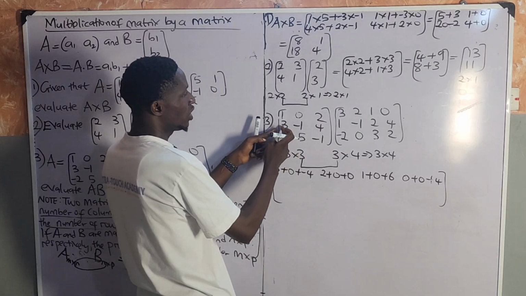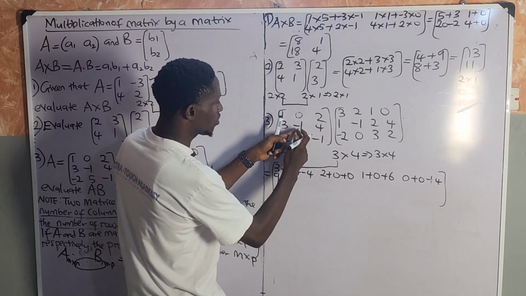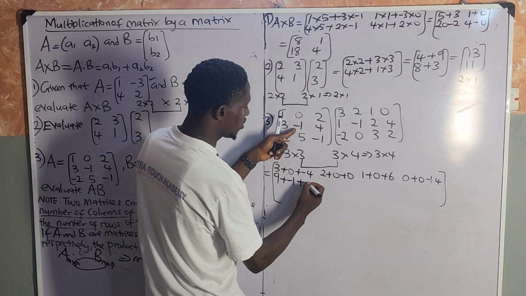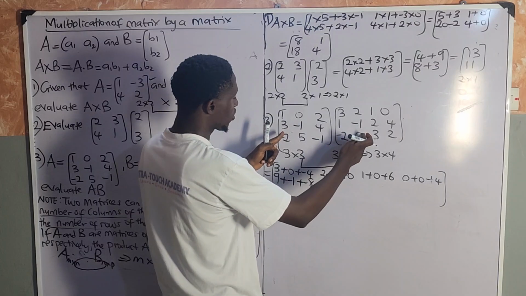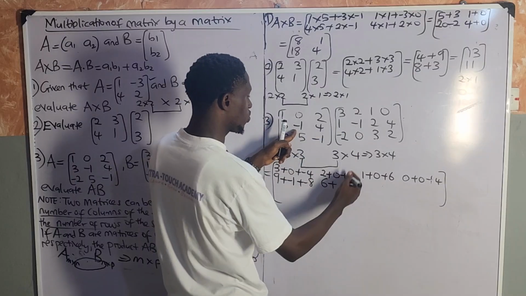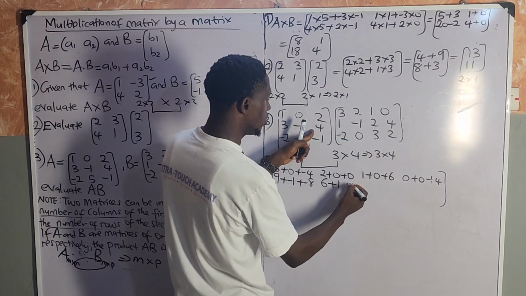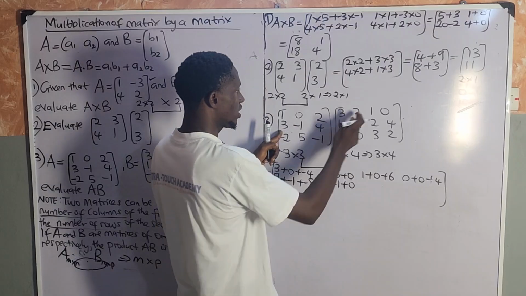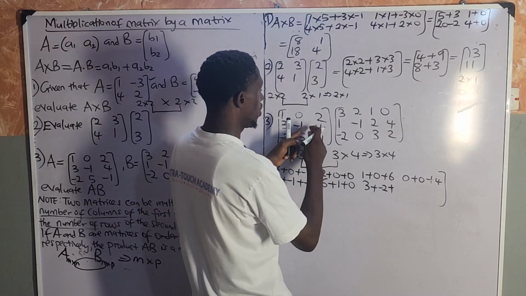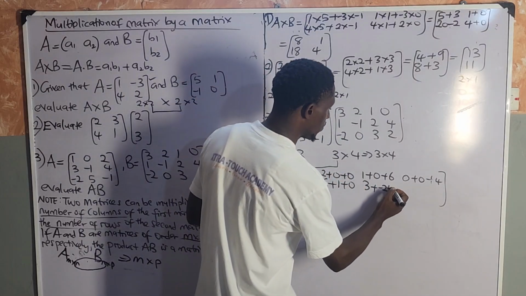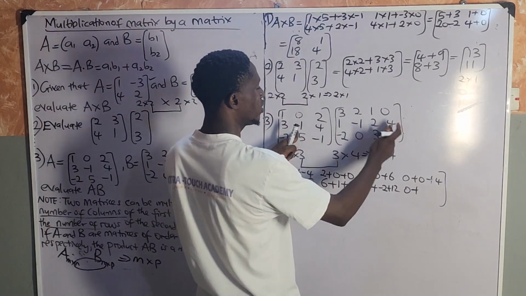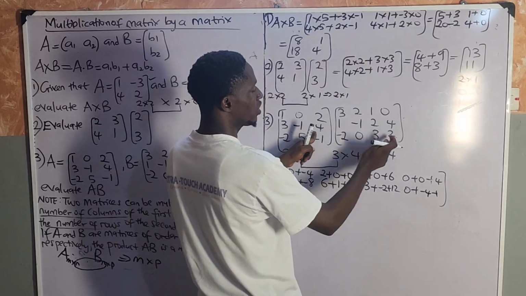Let's go to this second row. 3 times 3 is 9, plus minus 1 times 1 is minus 1, plus 4 times minus 2 is minus 8. Then let's go to the second one. 3 times 2 is 6, plus minus 1 times minus 1 is plus 1, plus 4 times 0 is 0. 3 times 1 is 3, plus minus 1 times 2 is minus 2, plus 4 times 3 is 12. Then 3 times 0 is 0, plus minus 1 times 4 is minus 4, plus 4 times 2 is 8.